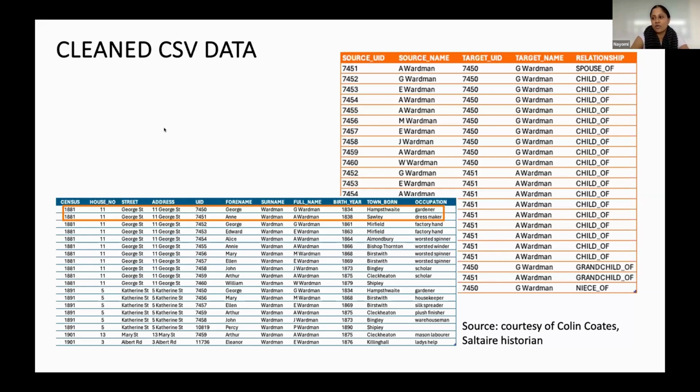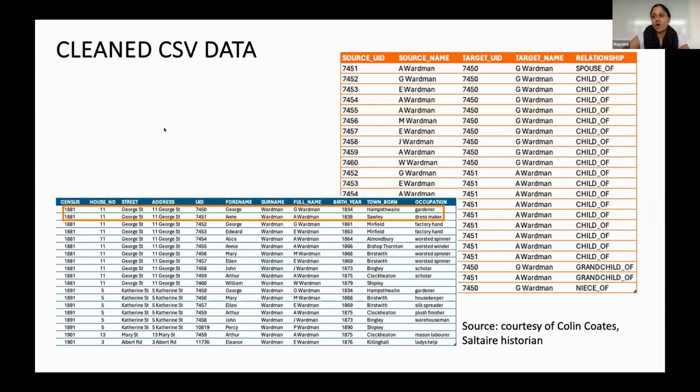The table in the foreground with the blue header lists the census year, the names of the Wardman family recorded in each census, their respective addresses, years of birth, the towns in which they were born, and their occupation at the point of each census. Each person has also been given a unique ID, which we can use as an identifier.